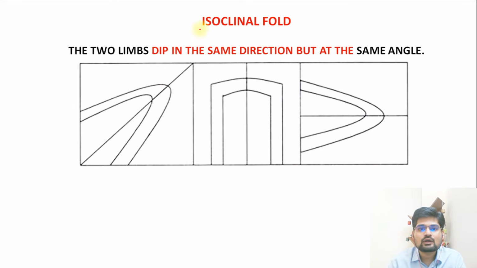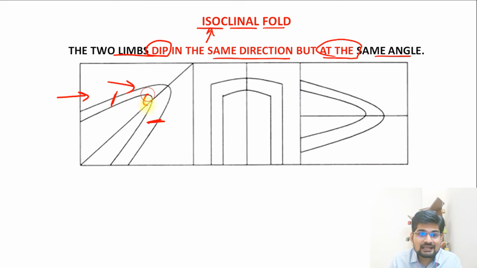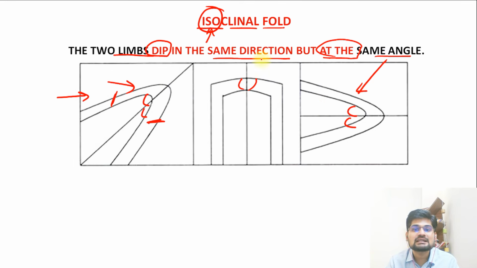The next one in line is called isoclinal. Now remember, we have learnt about monoclinal, that was singular. Isoclinal: iso means similar. So the two limbs dip in the same direction and at the same angle. It's not just dipping in the same direction. If the force is coming from this side, what is happening? This limb and this limb are now going this way, bending, but this angle is also similar, then it is isoclinal, right? So this angle is the same, apart from the direction, which is the same for both limbs.